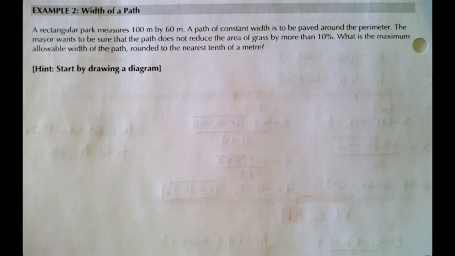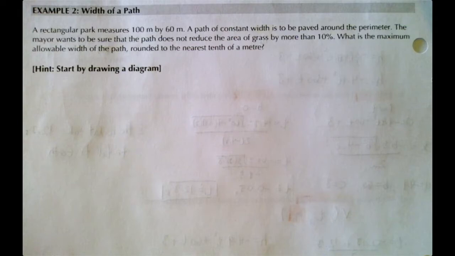A rectangular park measures 100 meters by 60 meters. A path of constant width is to be paved around the perimeter. The mayor wants to be sure the path does not reduce the area of grass by more than 10%. What is the maximum allowable width of the path rounded to the nearest tenth of a meter?